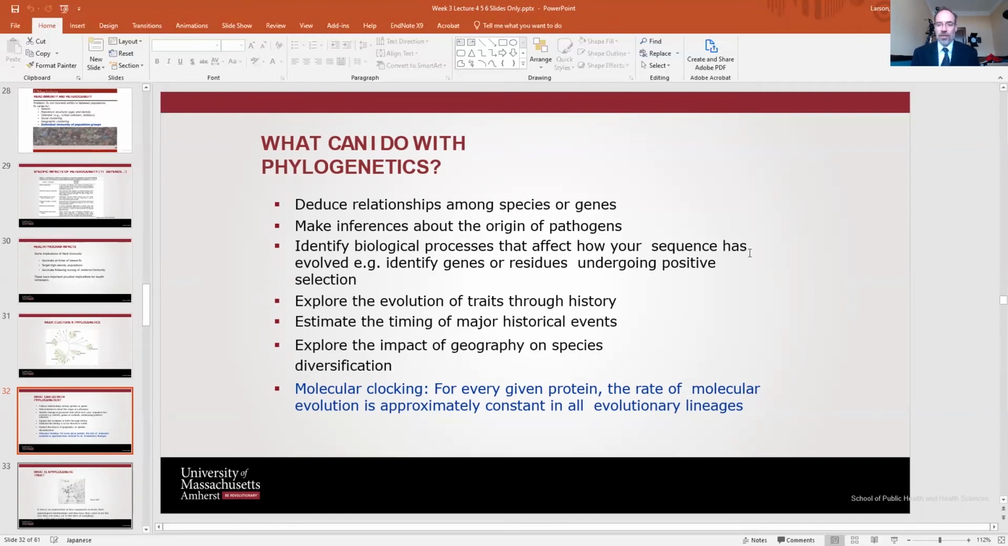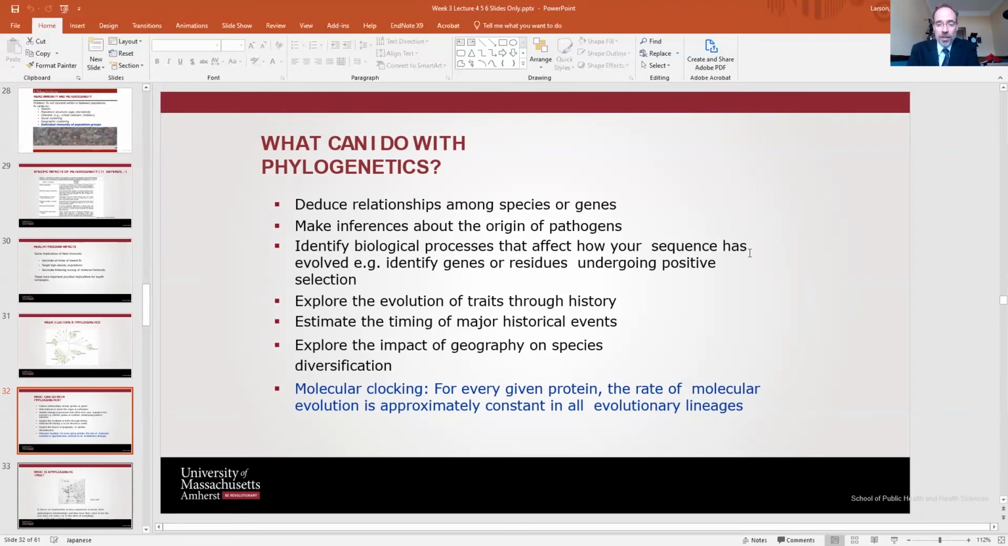Identify biological processes that affect how your sequence is involved. Identify genes and residues undergoing positive selection. So what traits of this particular pathogen are being selected for right now? Is it becoming more virulent, less virulent, more transmissible, less transmissible? Is there no change? These are things we can do with phylogenetics.